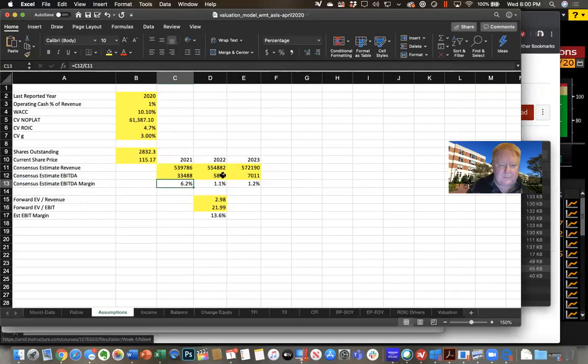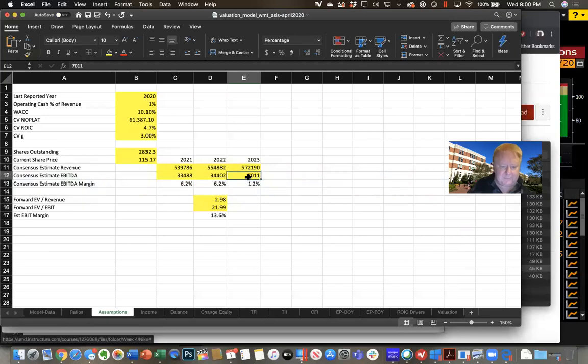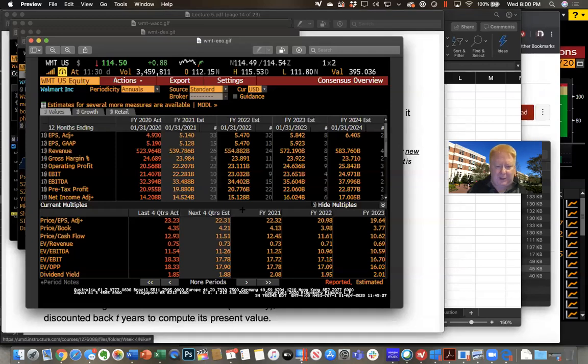34,402. And 35,604. So the market's assuming about a 6% EBITDA margin, continuing going forward. EV to sales today for Walmart, 2022 second forward year. That's what we're using. EV to revenue is 0.71.